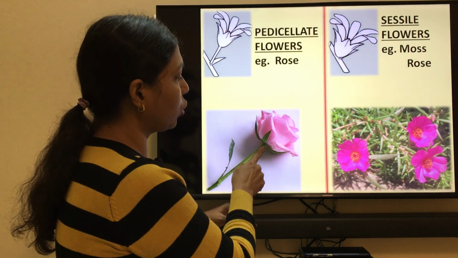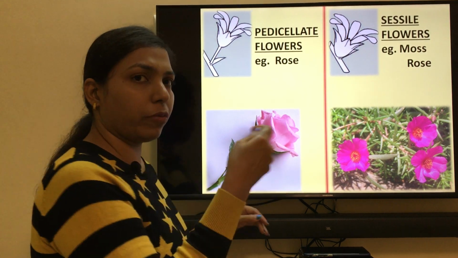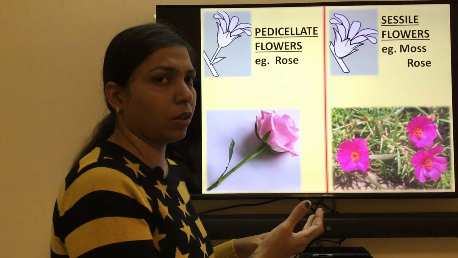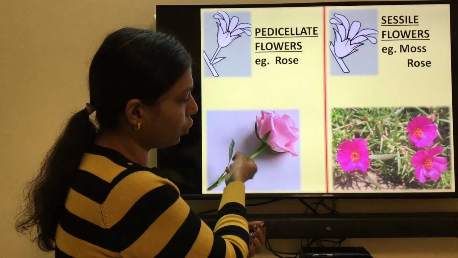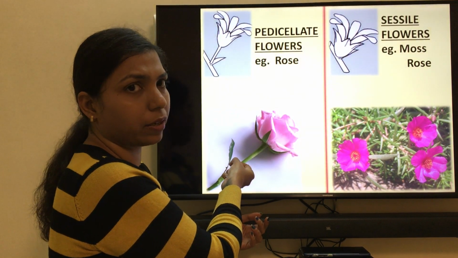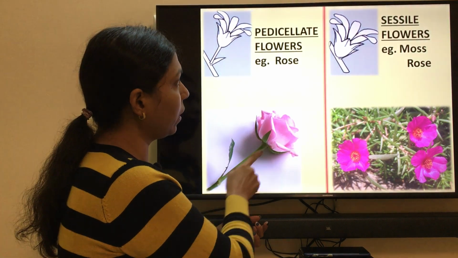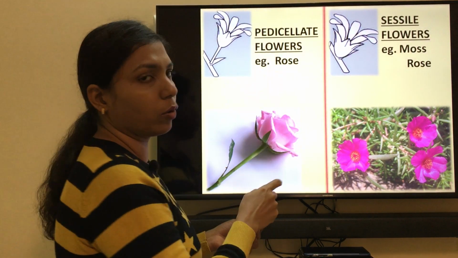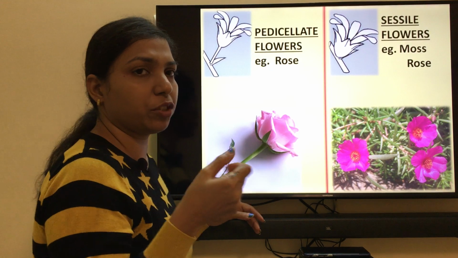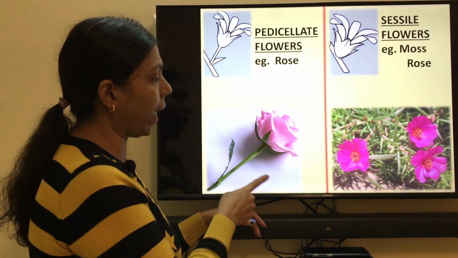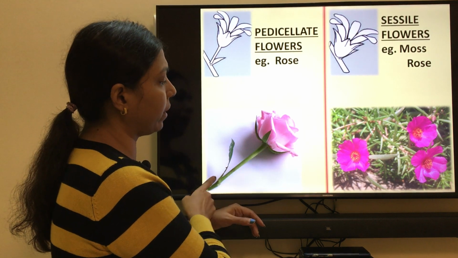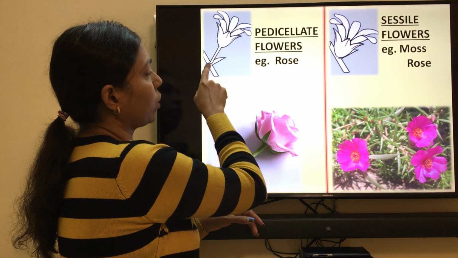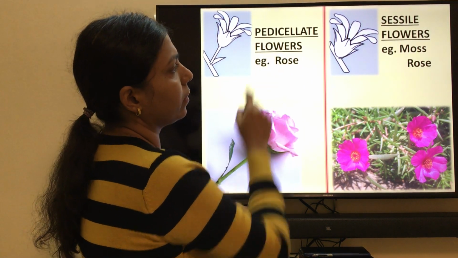Now we come to the stalk of the flower. When you hold a rose, you have a stick-like or stalk-like thing which you use to hold that particular flower. This is called the pedicel. The stalk by which we hold a flower is called a pedicel, and the flowers which have this pedicel, this stalk-like structure, are called pedicellate flowers.